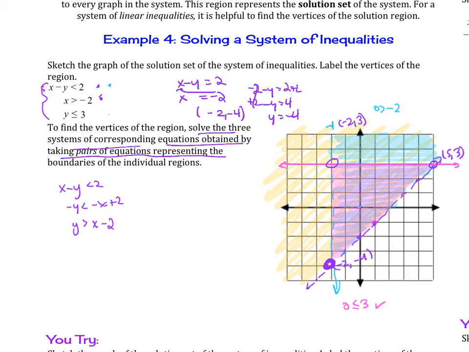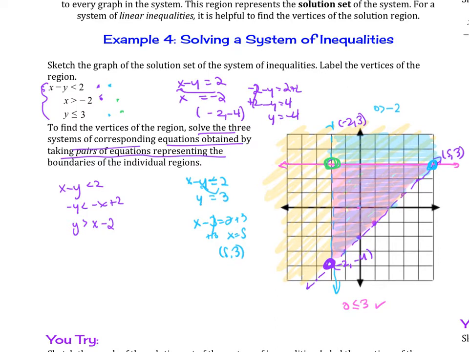Then we do the next one here. So x minus y equals 2 and y equals 3. So x minus 3 equals 2 to substitute, plus 3. So x equals 5, and then we know that y equals 3, and that's where this is here. Then the last point, we could do these two. Well, you know that's going to be x is negative 2, y is 3, and that is it here. Okay, so that's how you would solve it.